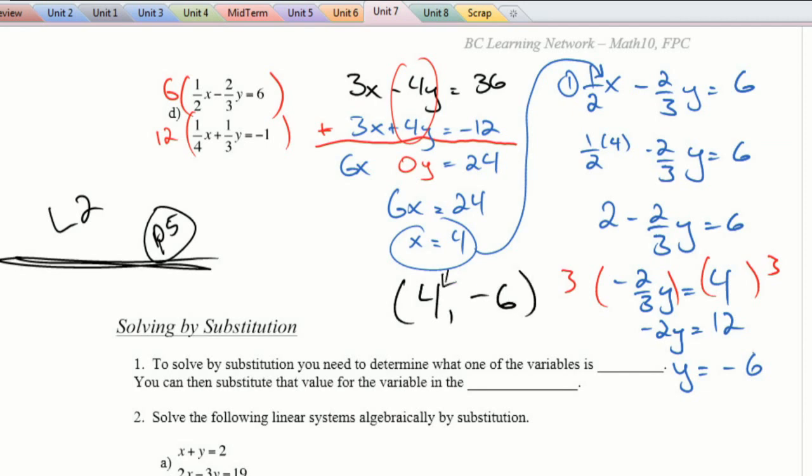4 is from here. Negative 6 comes from there. So that's my solution. And I could go ahead and check by plugging that point back into both my equations, which is going to be a bit of a pain because I have so many fractions to deal with, but it kind of worked out nicely. It's not absolutely terrible.